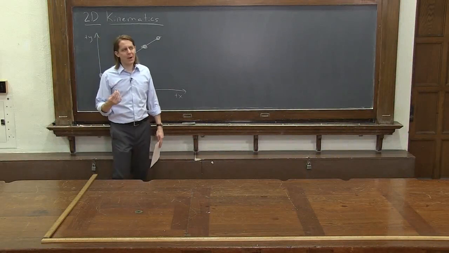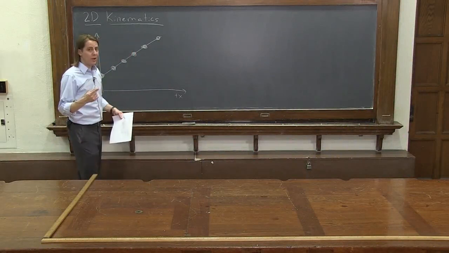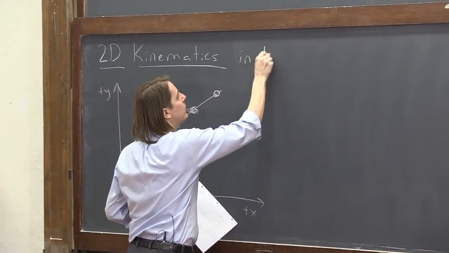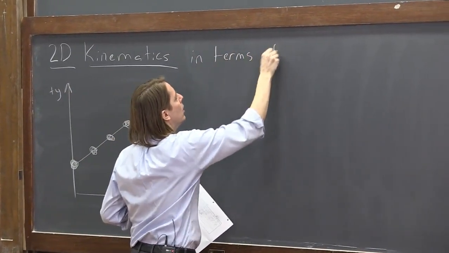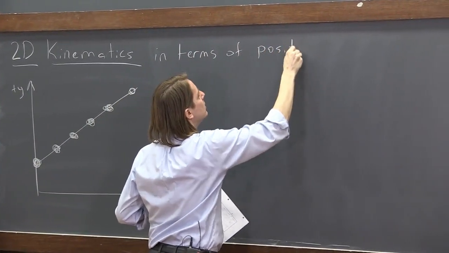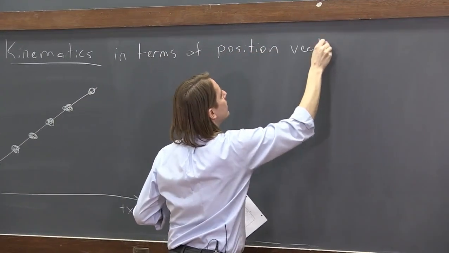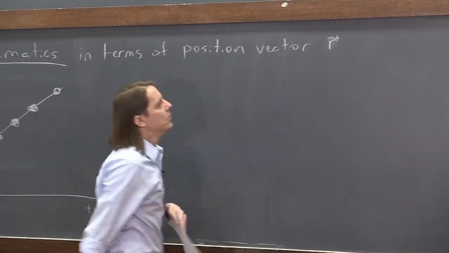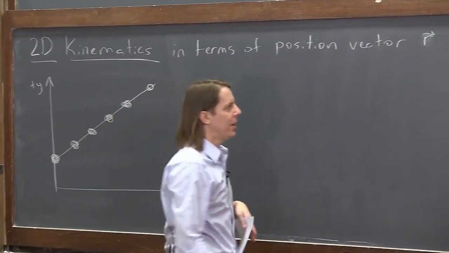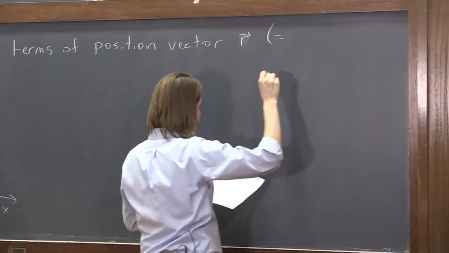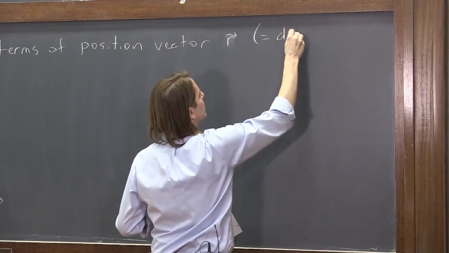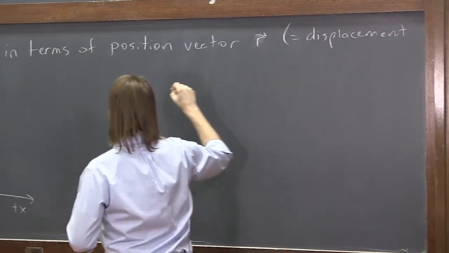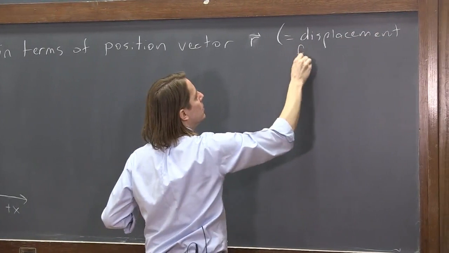Let's look at a more mathematically sophisticated way to do 2D kinematics. We're going to do it in terms of the position vector r, an r with a vector hat, which equals the displacement from the origin.